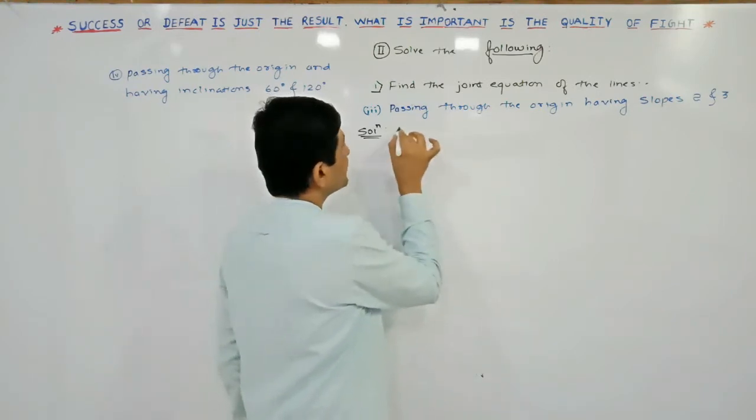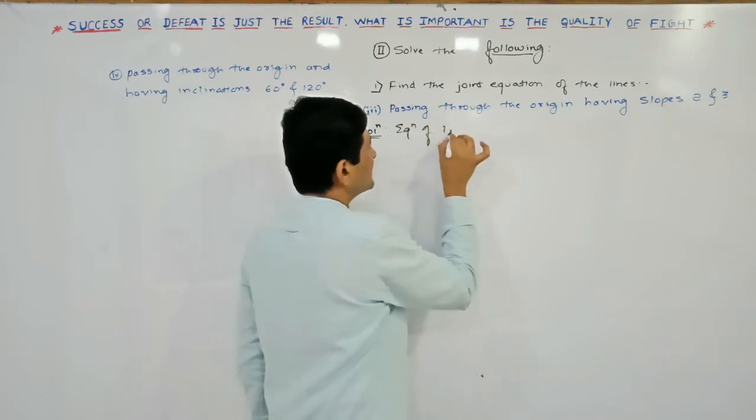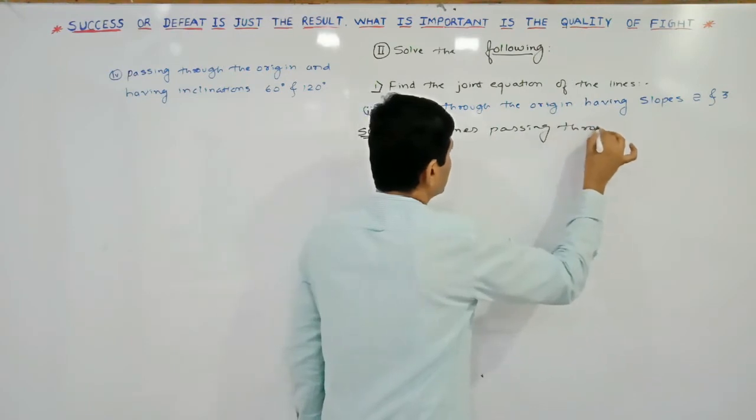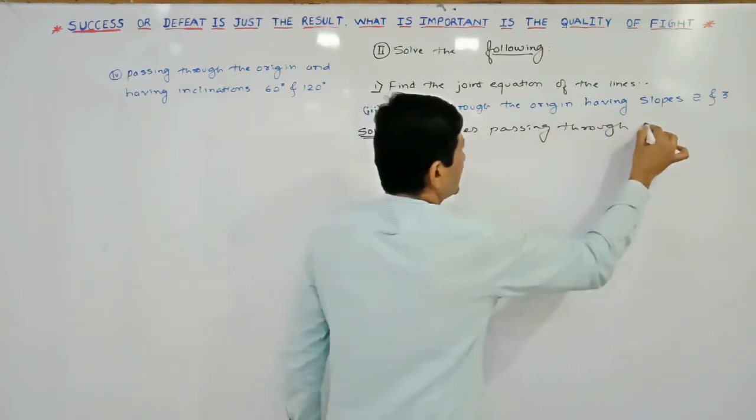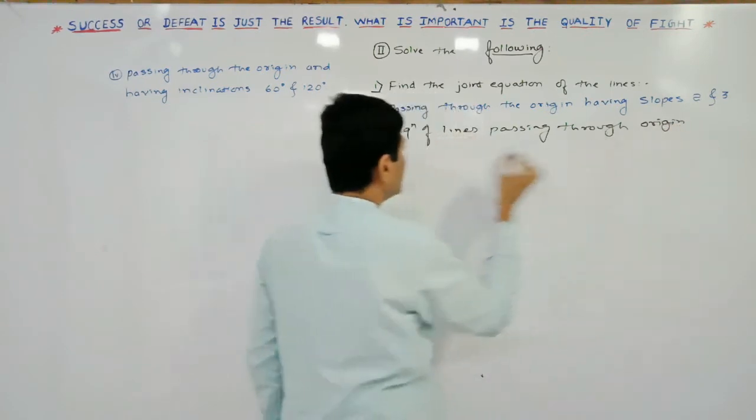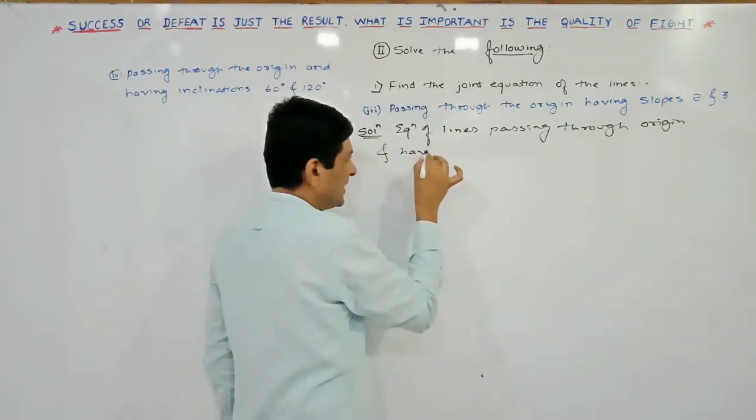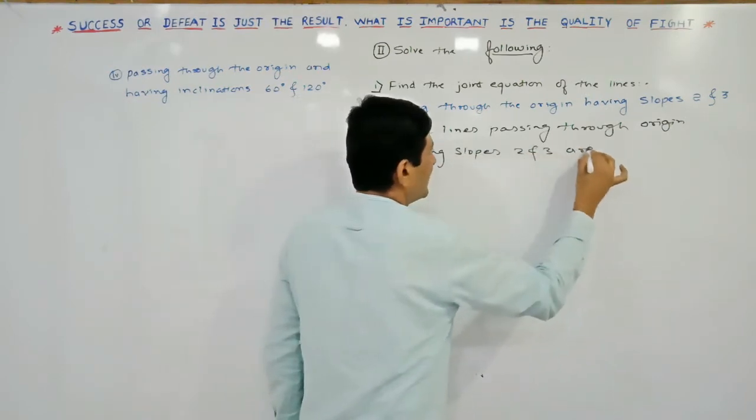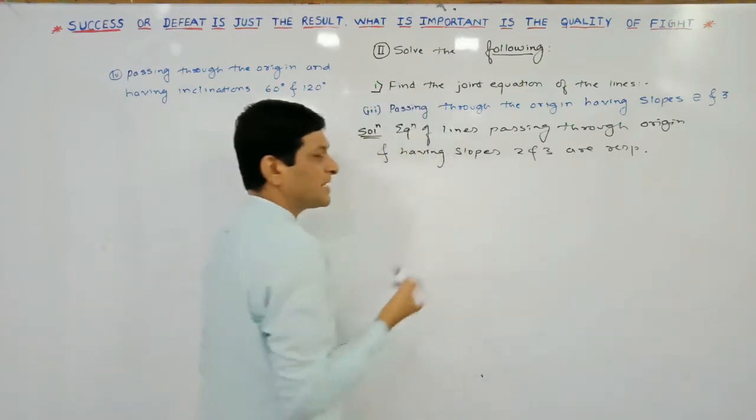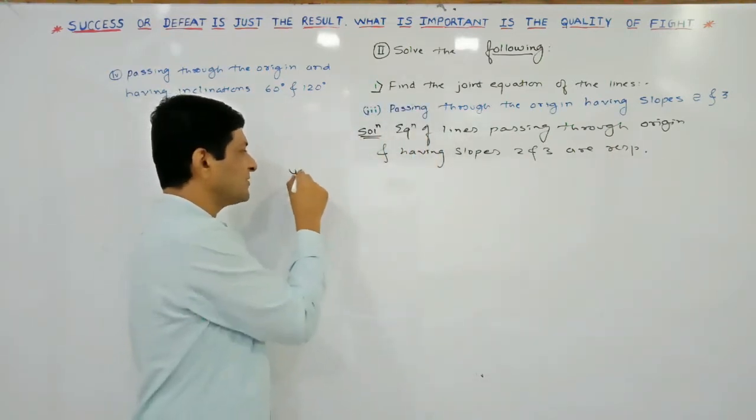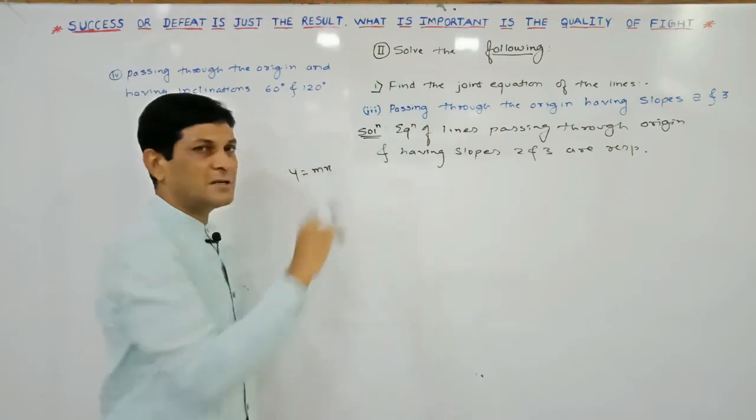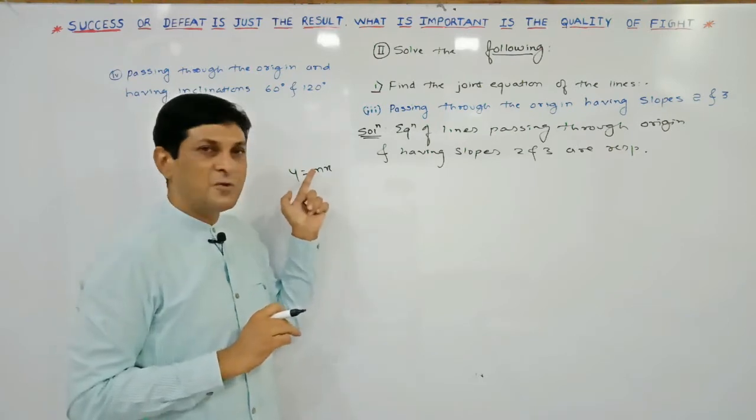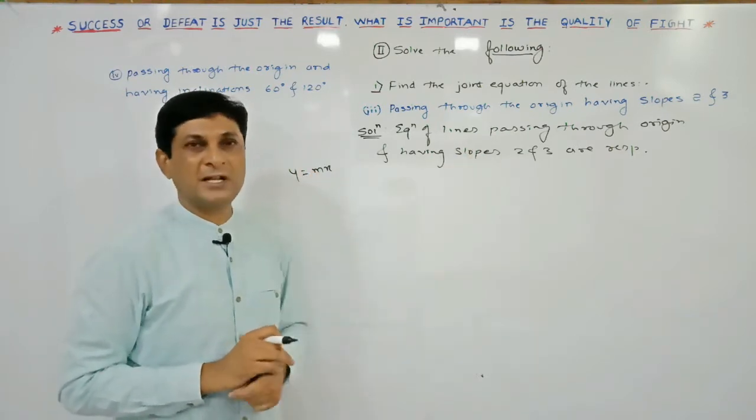So we can say that equation of lines passing through the origin and having slopes, what are the slopes of the line? 2 and 3 respectively. We know that if line passes through the origin, at that time its equation is in the form of y is equal to mx. Constant term in the equation of the line is absent. And to apply this formula, we will require only the value of m. M means what? Slope. And slope of both the lines are given to us.